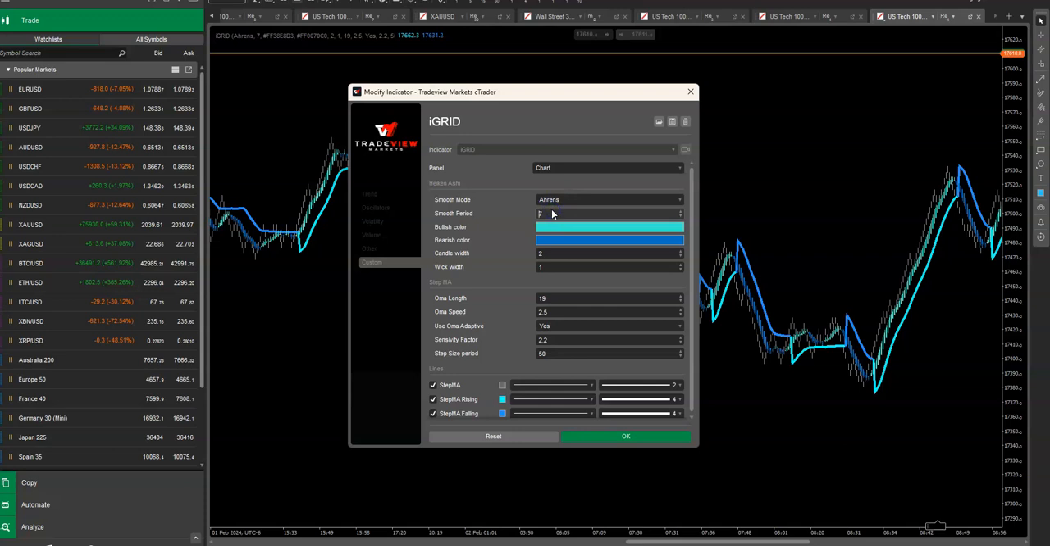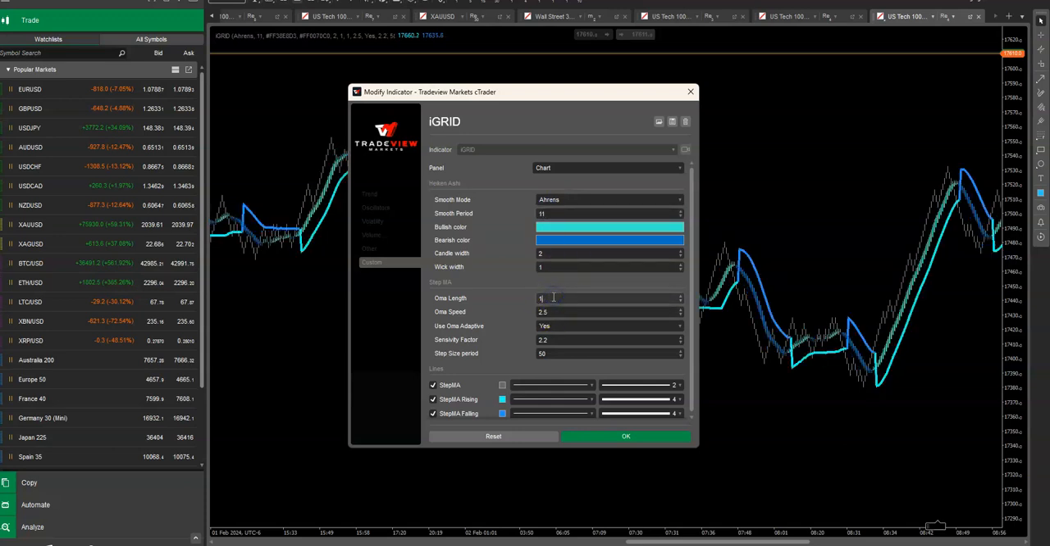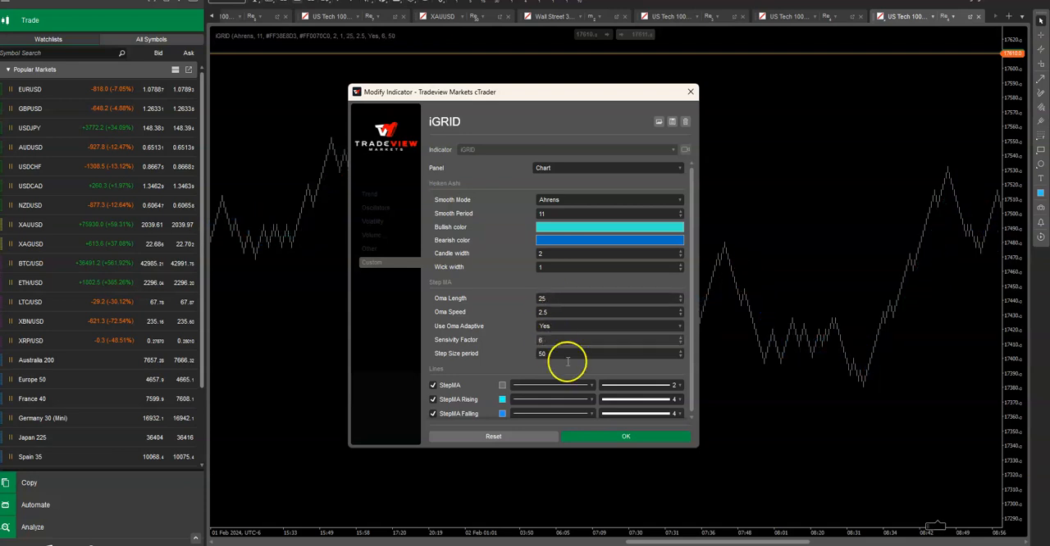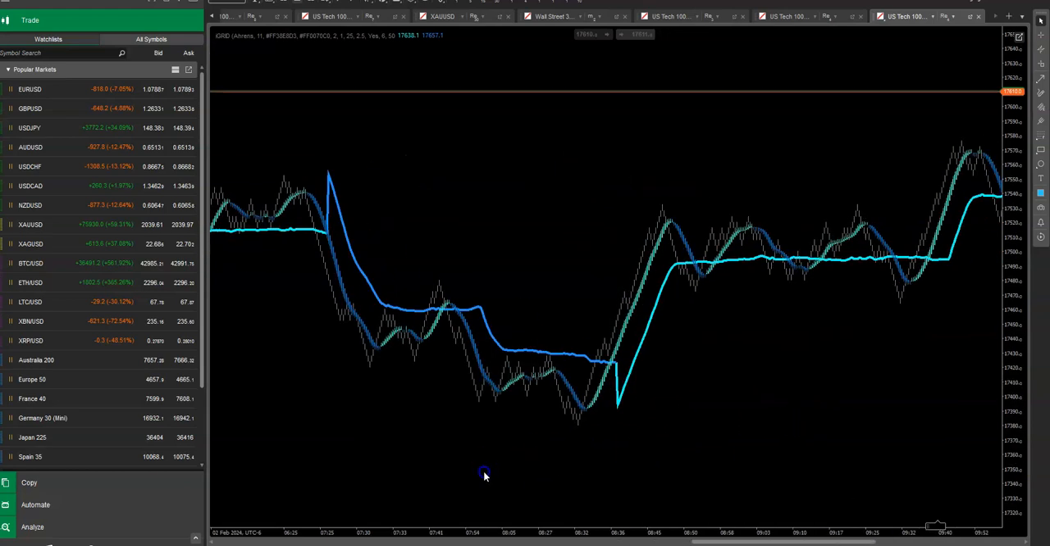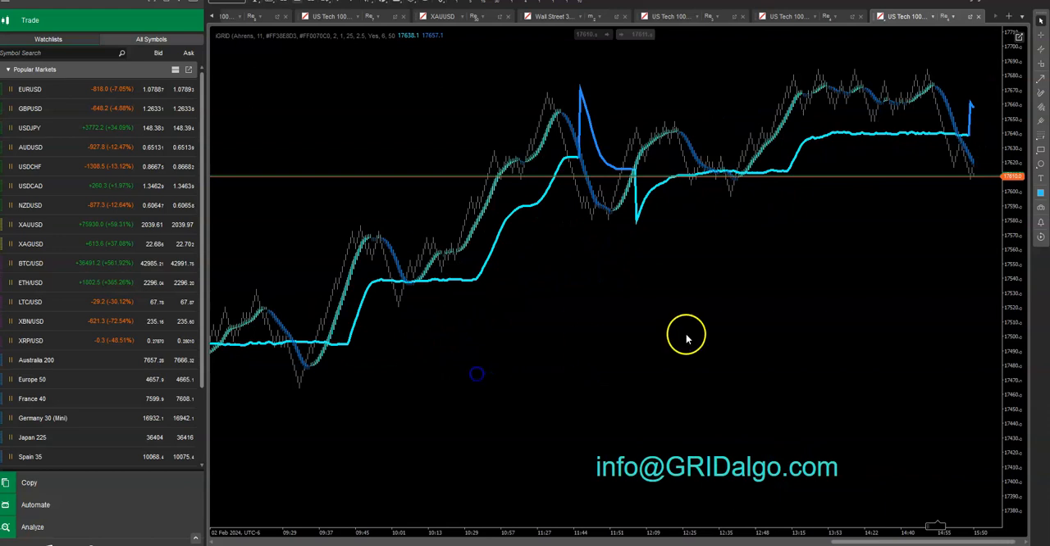Okay, let's go back in here. Let's go to like an 11. Let's go up to a 25. Let's go up to like a 6. And very adjustable. Lots of adjustability to the indicator. Okay, this is on CTrader.